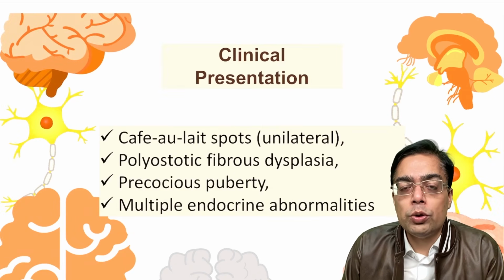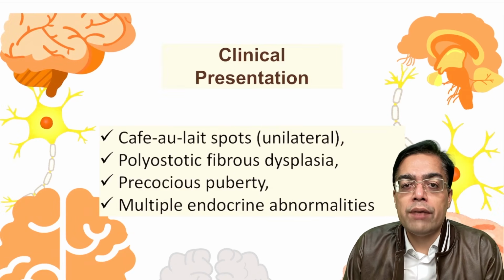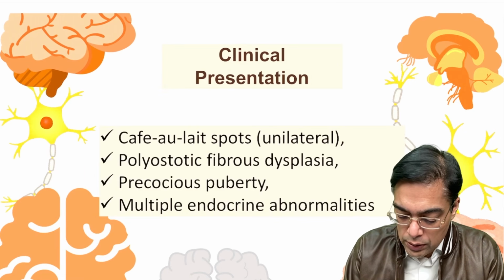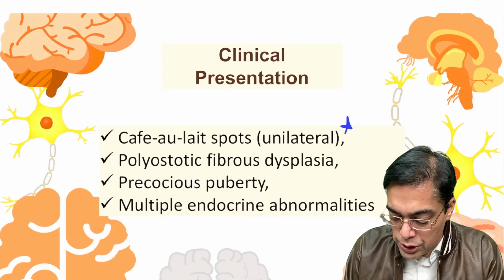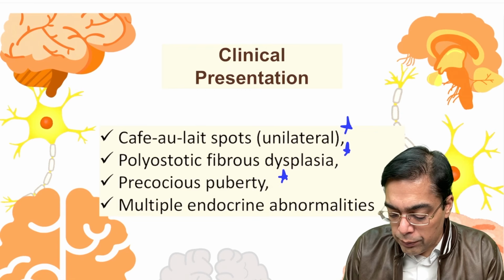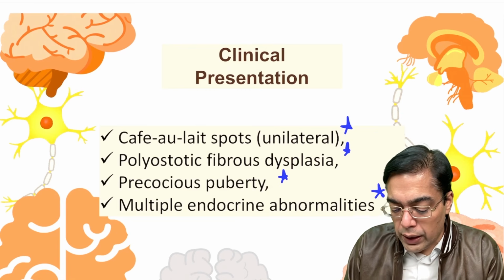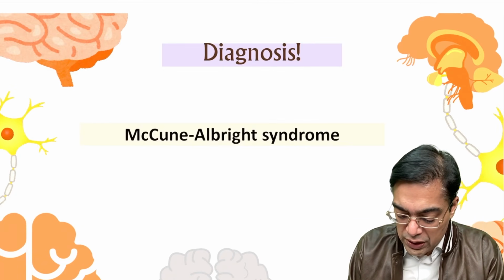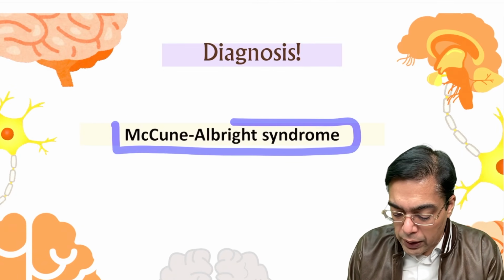The next, what should be striking your mind when you look at a patient who is having a unilateral cafe au lait spots, polyostotic fibrous dysplasia, the patient having the presence of precocious puberty, and the patient having the abnormality affecting multiple endocrine glands in the body. So this is classically going to be seen in a patient who is going to be suffering from a condition that is given the name of McCune-Albright syndrome.